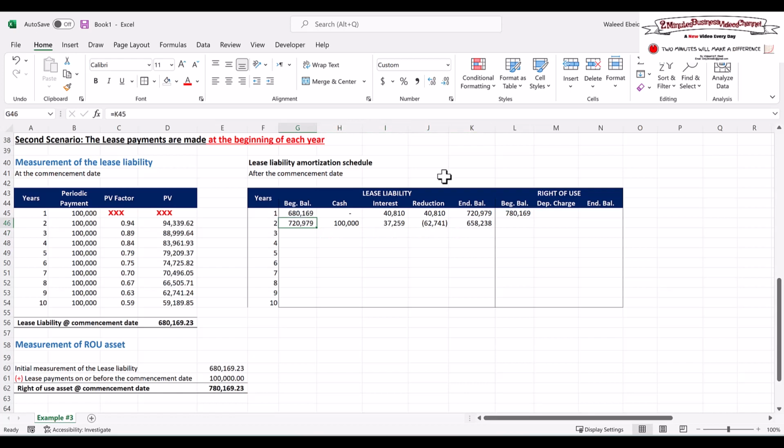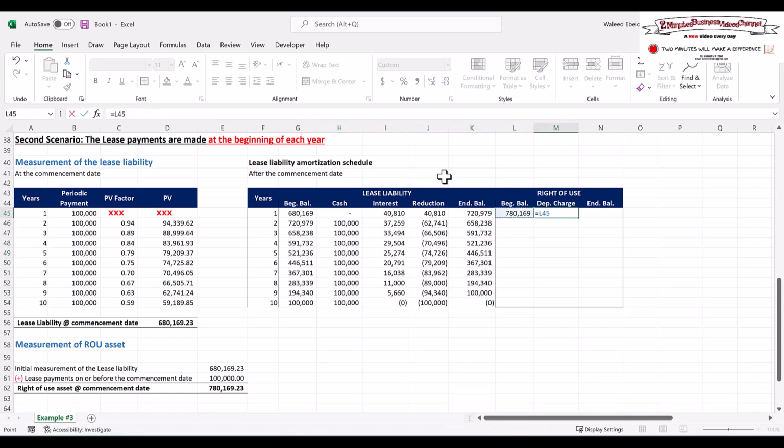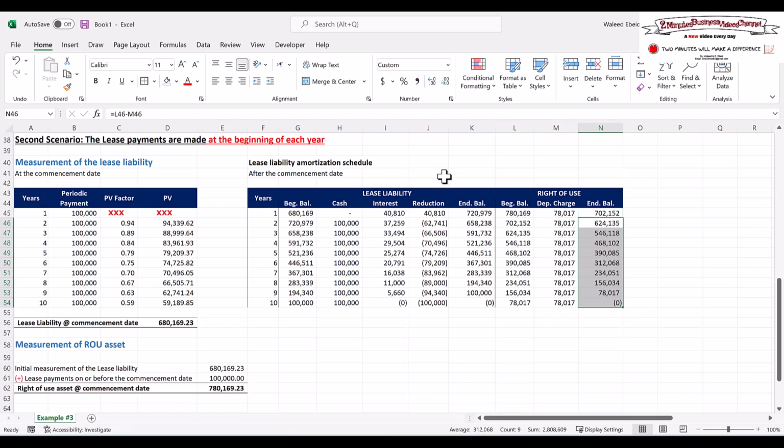Let us complete the schedule for the remaining years. And here we are. So, this was a basic overview about the measurement of the lease liability and the right-of-use asset. Now, let us see what components are included in the right-of-use asset, and the lease payments.